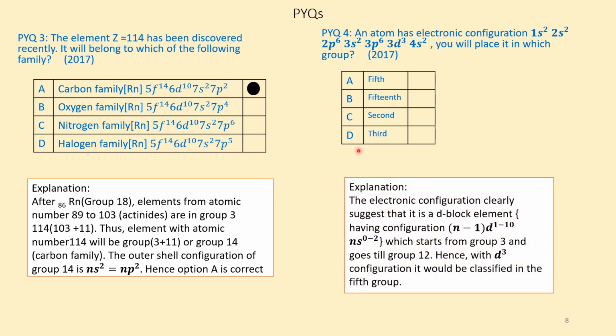The electronic configuration clearly suggests that it is a d-block element having configuration (n-1)d1 to 10, ns0 to 2, which starts from group 3 and goes till group 12. Hence, with d3 configuration, it will be classified in the fifth group. So option A, mark it, and that is the correct answer.